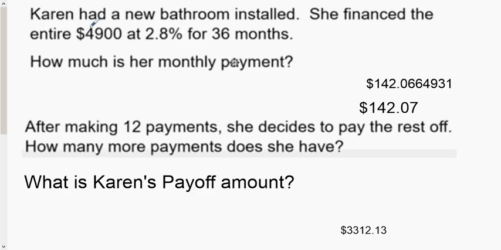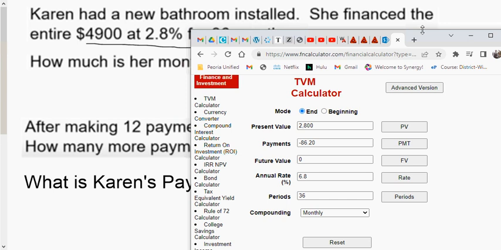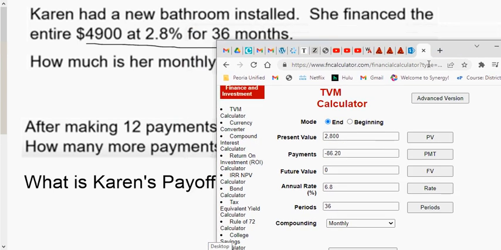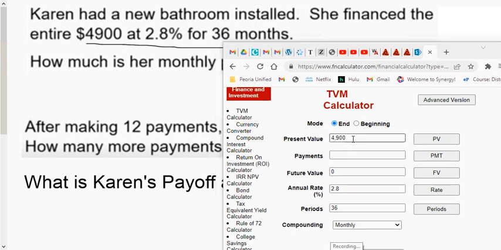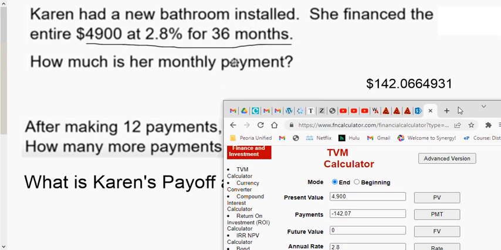Here's another one. Karen had a new bathroom installed. She financed the entire $4,900 at 2.8% for 36 months. What is her monthly payment? Okay, so let's go ahead. We'll go to the TVM solver again. Again, of course, you could do all this with your calculator. So I put all these numbers in: 4,900, we want it to be down to 0, 2.8%, and so on. Click payment. You can see that you're going to owe 142.07. Okay, so that's that number.